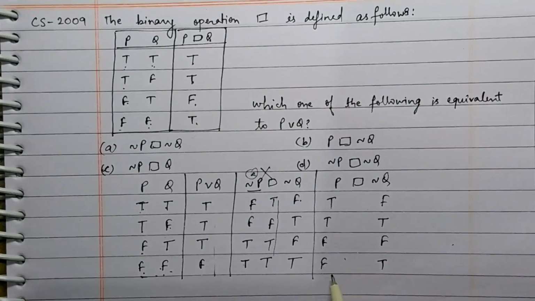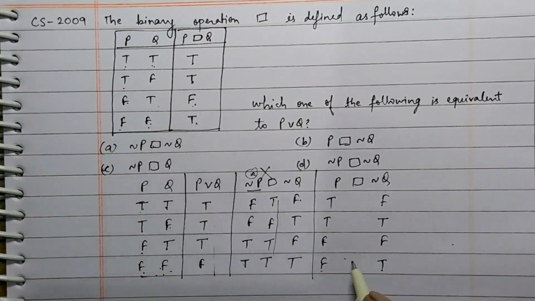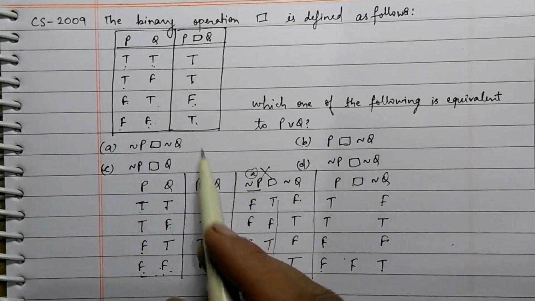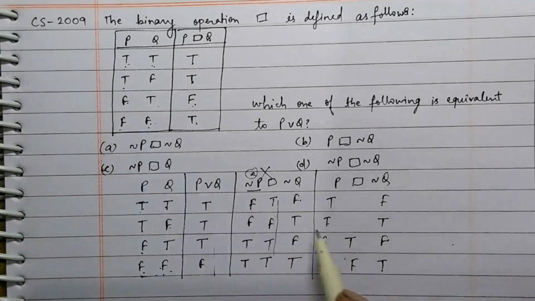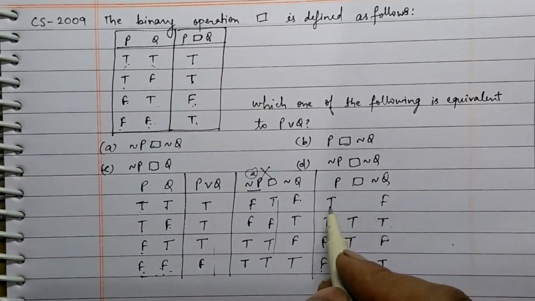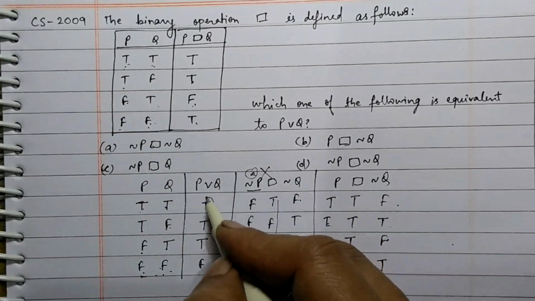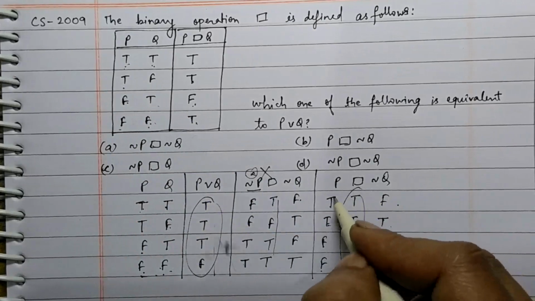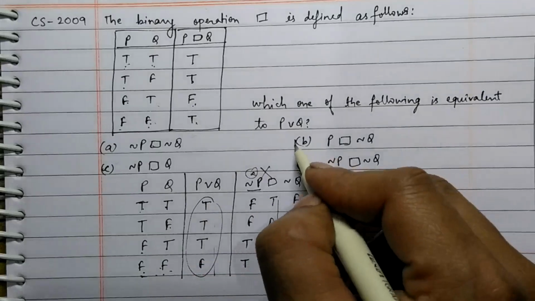If the first argument is false and the second argument is true, the result will be false. First is false, second is also false, the result is true. First is false, second is true. Both are true, the result is true. First is true, second is false, the result is true. Yes, this is exactly equivalent. No need to check further. This is exactly equivalent, so option B is correct.